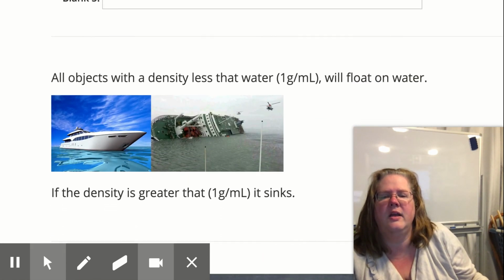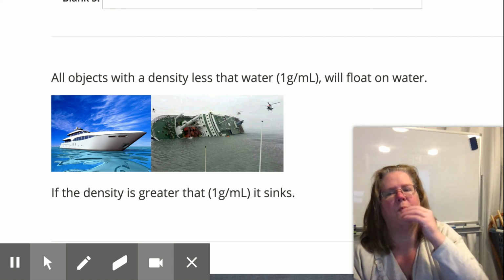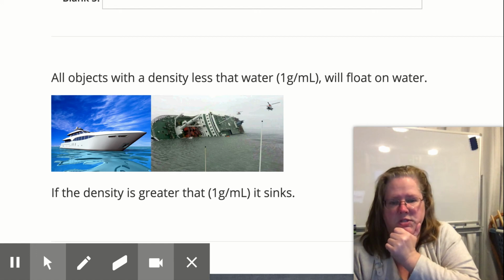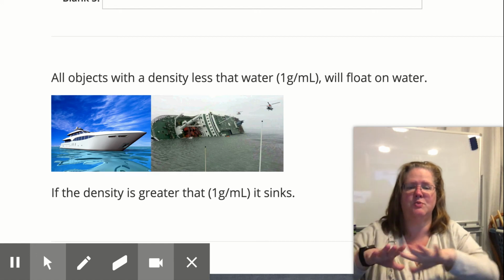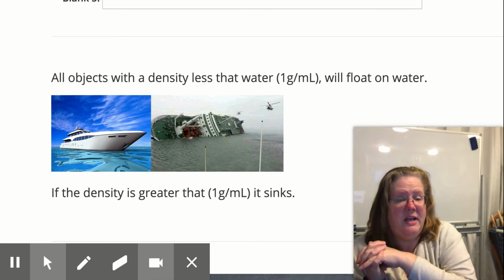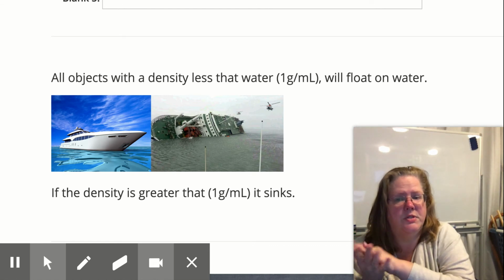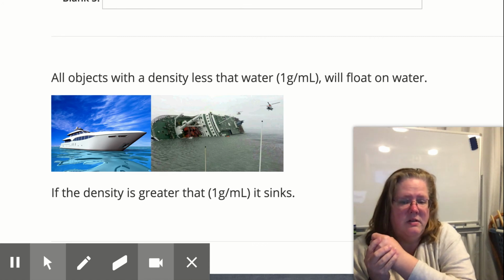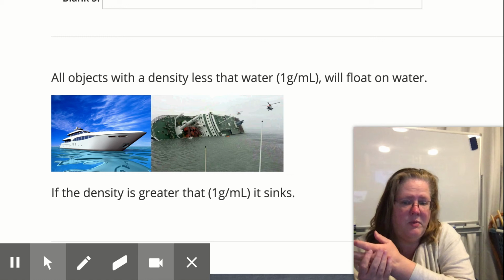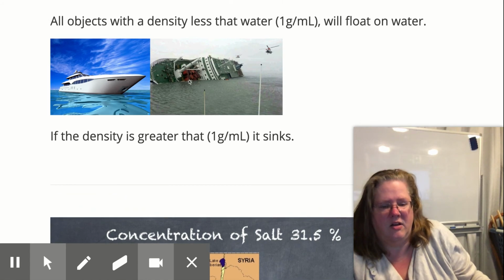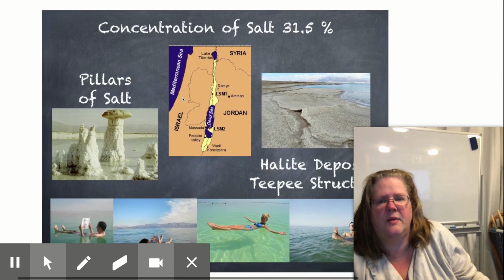Then we're going to take a really quick look at this. The interesting thing is, even though the metal on the boat should sink, if it's spread over a large enough area to displace that amount of water, we can actually make it float. If its density is greater than 1 gram per milliliter, it's going to sink. If it's less than 1 gram per milliliter, it's going to float. And that's why we don't want water to get into the hulls, because that airspace is what helps us stay afloat.